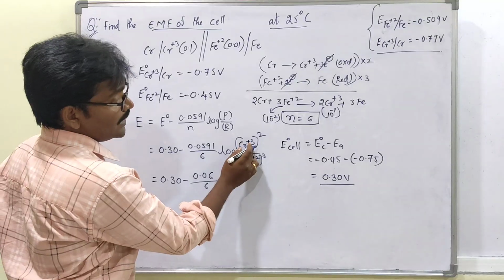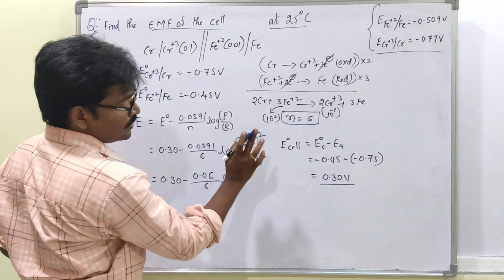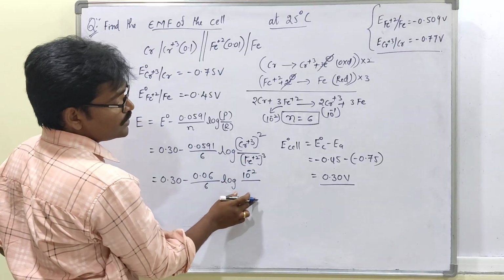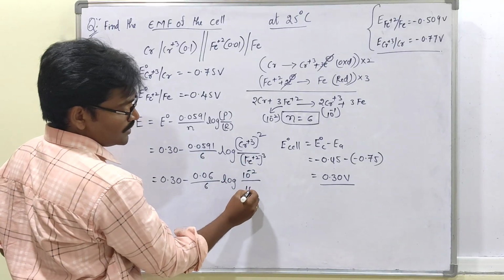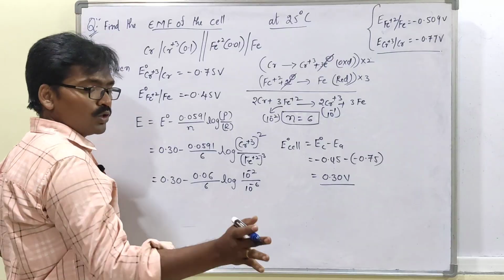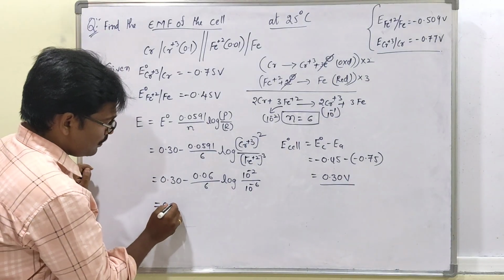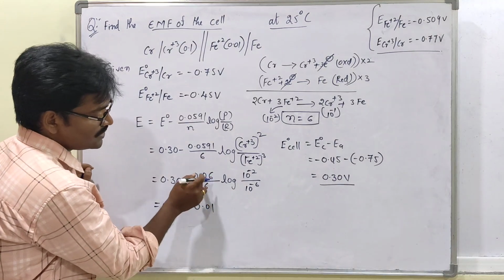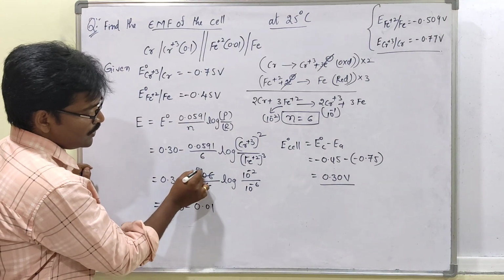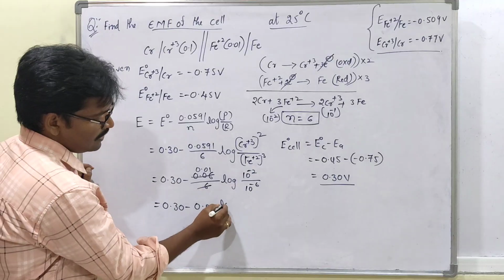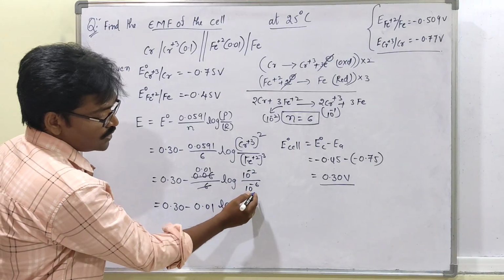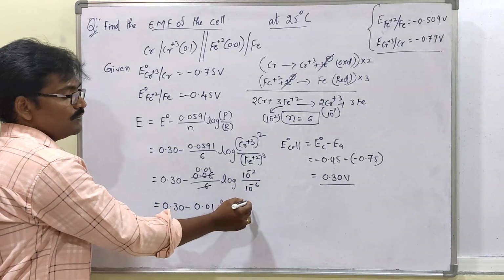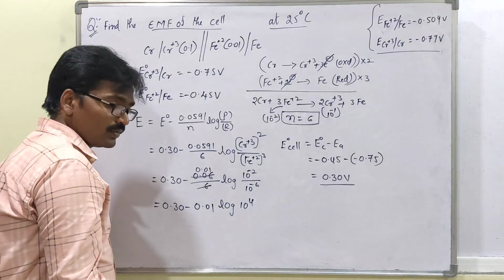So 10 to the power of -1 whole square, 10 to the power of -2, divided by 10 to the power of -2 whole cube, 10 to the power of -6. Right? 10 to the power of -6. Then 0.30 minus 0.01 you can take, right? So 6 times 0.01, then log. Then we can write it is 10 to the power of, if you go up, it is 4, right? 10 to the power of 4.